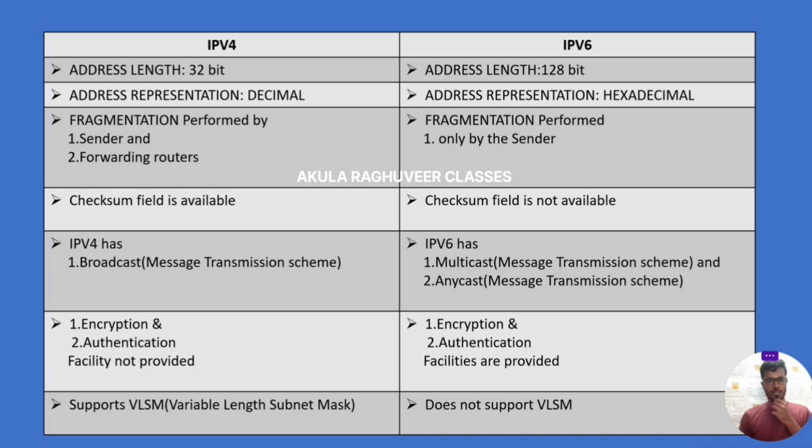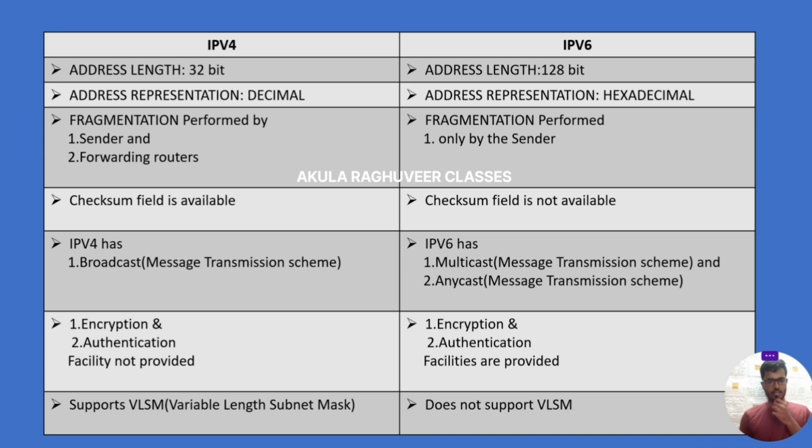After that, we have message transmission schemes. So in IPv4, we are using broadcast message transmission scheme, and in IPv6 we're using multicast message transmission scheme and anycast message transmission scheme. These are the two differences between IPv4 and IPv6. And the next point is, in IPv4 we do not have encryption and authentication. This facility is not provided in IPv4. In IPv6 we have both the facilities, encryption as well as authentication.